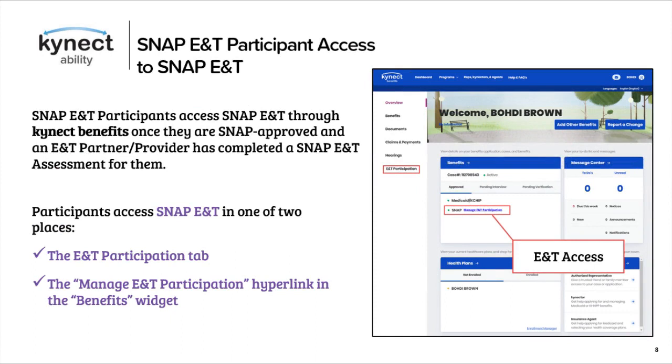Once a participant is SNAP approved and the SNAP ENT assessment is completed by a provider or partner, the Connect Benefits dashboard displays the ENT Participation tab on the header and the Manage ENT Participation link in the Benefits widget. Once the SNAP ENT participant selects either the ENT Participation tab or the Manage ENT Participation link, they are navigated to the ENT Participation Overview screen, which displays the Activity Tracker.